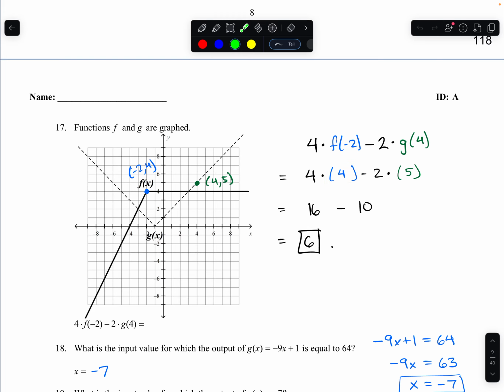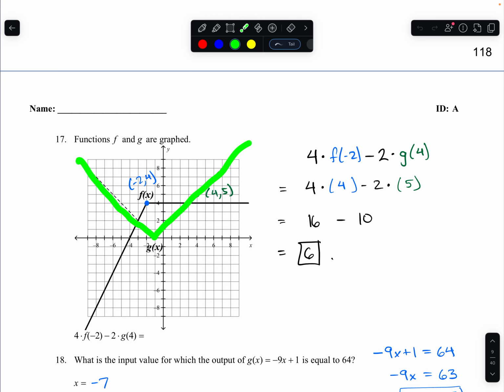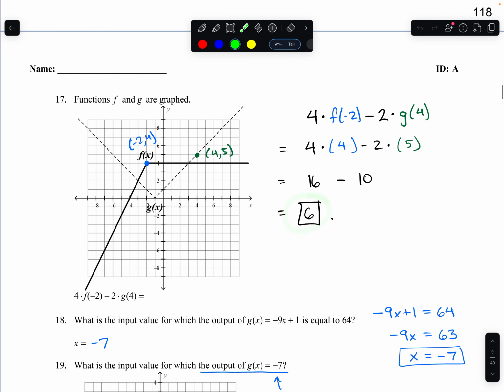I don't write x anymore. I don't write f anymore. It's just 4. I do the same thing for g of 4. So the point on function g with an x-coordinate of 4 is right here, and the y-coordinate of that point is 5. So g of 4, I can substitute 5 for g of 4. After that, I just need to remember my order of operations. I definitely multiply before I subtract, right? So 4 times 4 is 16, 2 times 5 is 10, and 16 minus 10 is 6.